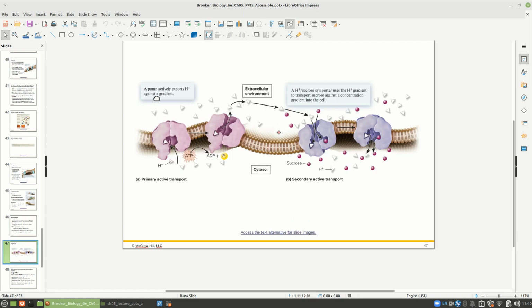All right, so here is a pump that actively exports protons, H+. So you need to know that that is a proton. A hydrogen with a plus sign on it is a proton.